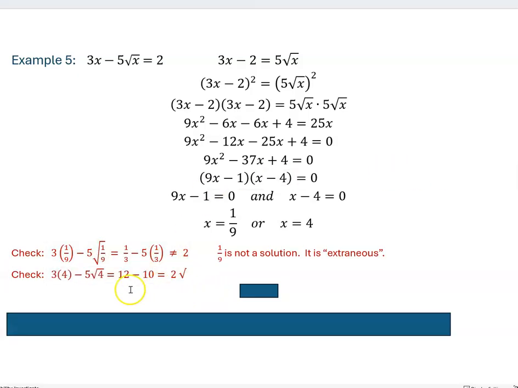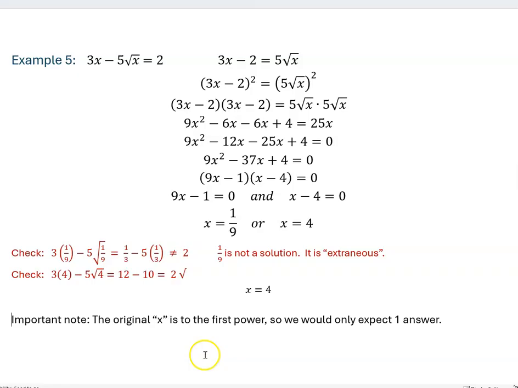So did the second one work? Well, 3 times 4 minus 5 times the square root of 4: 3 times 4 is 12. The square root of 4 is 2. 5 times 2 is 10. That does equal 2. So x equals 4 is a solution. That's the only solution. 1/9 is not a solution here. And just to put that into words, the original x up here is to the first power, so we would only expect to get one answer. And we got 2. That's when we have to kind of go, whoa, we need to check to see if we got an extraneous solution.